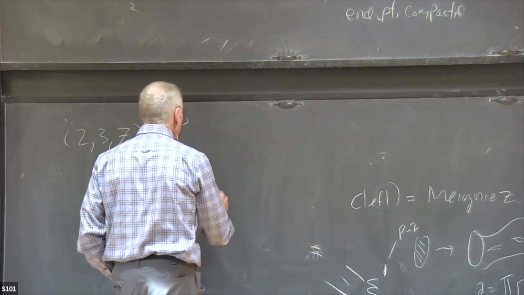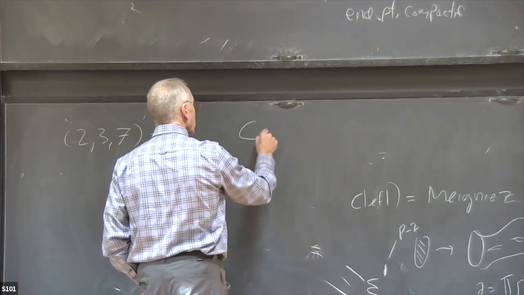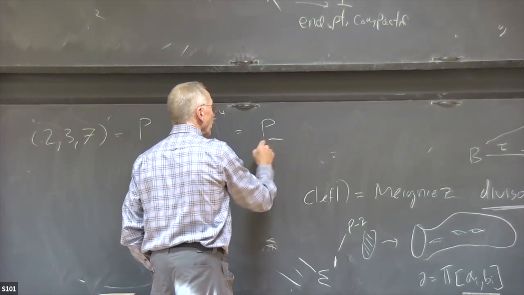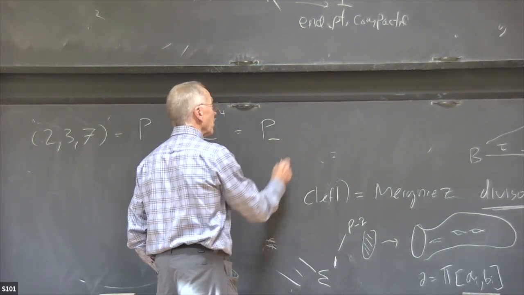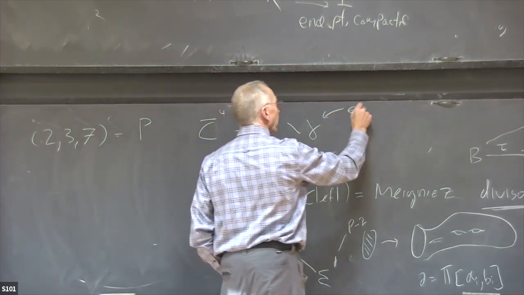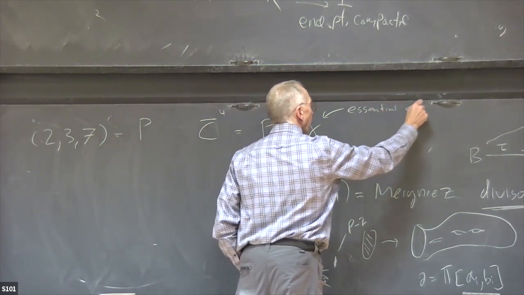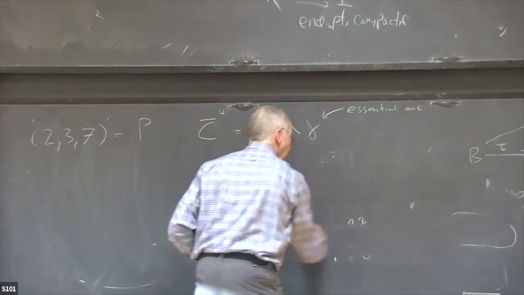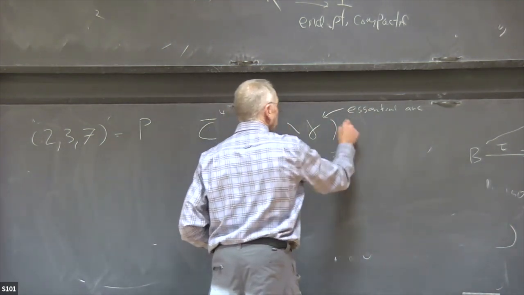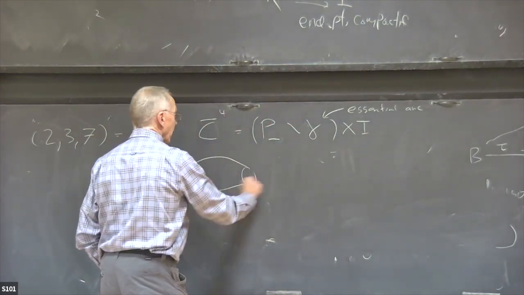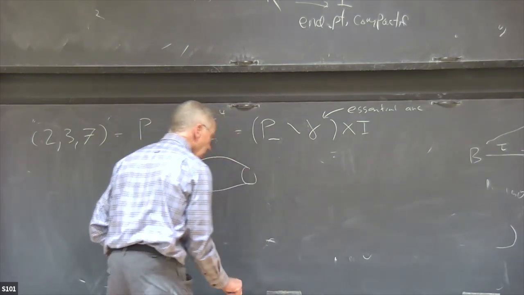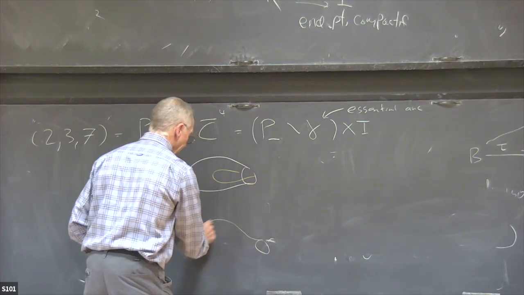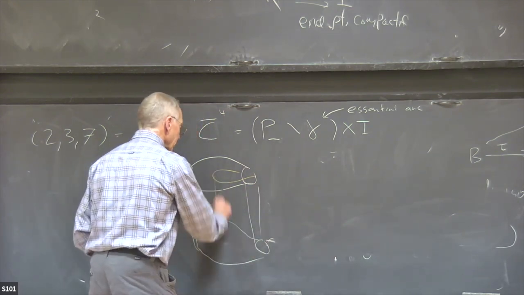The model I'm going to produce is, first let me define what C bar is. This is a four-dimensional thing. What it is, is a homology sphere with a disk removed. So that's what the minus is, minus an essential arc. Doesn't matter which arc, just some essential arc. And C bar is this space cross I. So it looks like this in the pictures. Here's the punctured homology sphere. In another color, here's the arc. And then I cross with I. The arc becomes a disk.